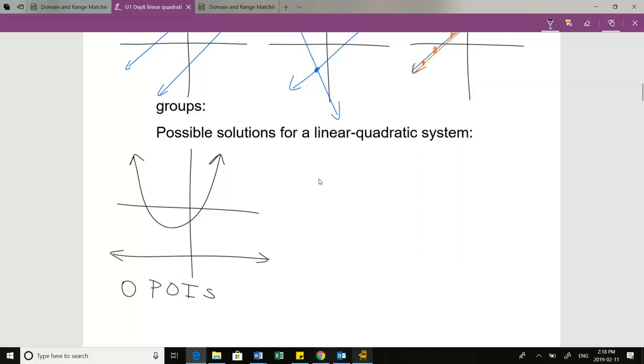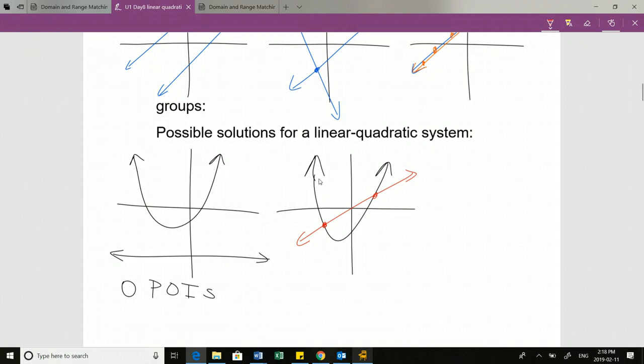Sam? Okay, so what would I draw? Sure. Yeah, and this is probably the most common scenario, that we would have a quadratic and then a line that crosses through that. So there's our 2 points of intersection there. So this system has 2 points of intersection.